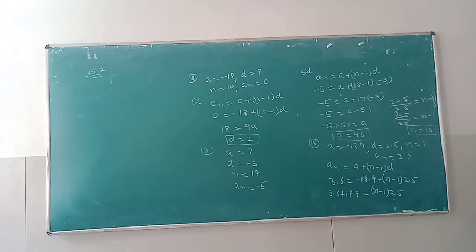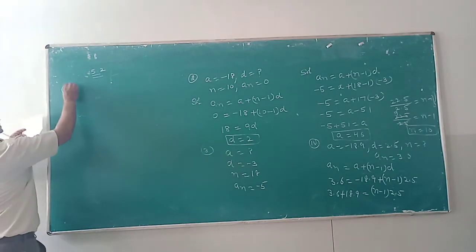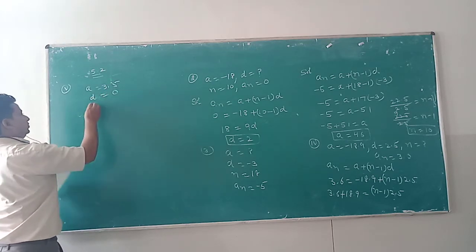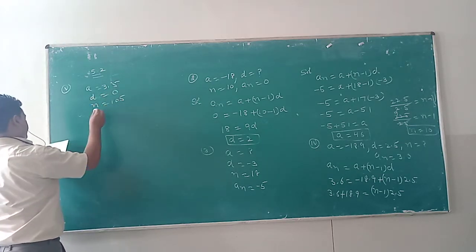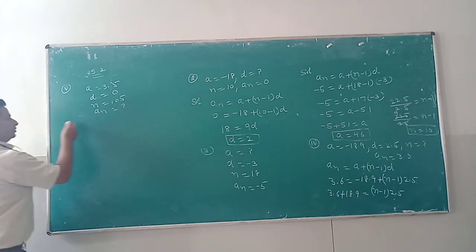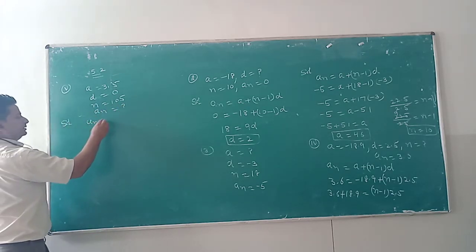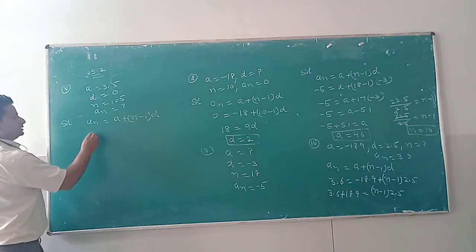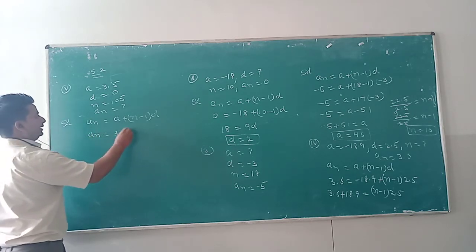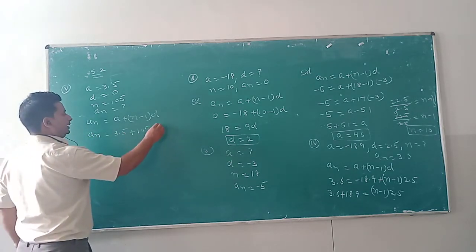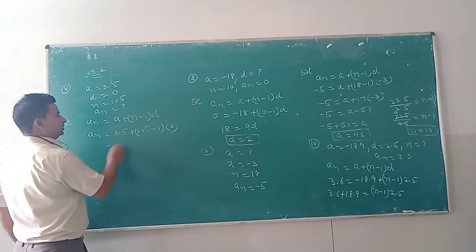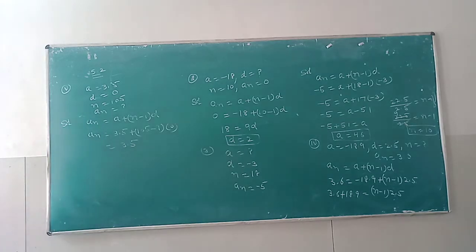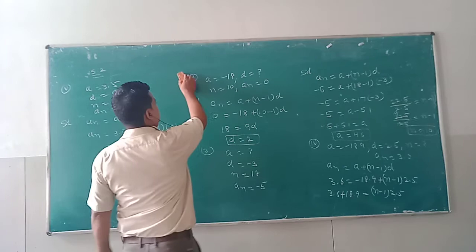In question number 5, the statement is a is equal to 3.5, d is equal to 0, n is equal to 105 and an is required to be found. So an is a plus n minus 1 into d. In this a is 3.5, n is 105 and d is 0. So this is equal to 0, this is 3.5. So 3.5 is the nth term of this AP.